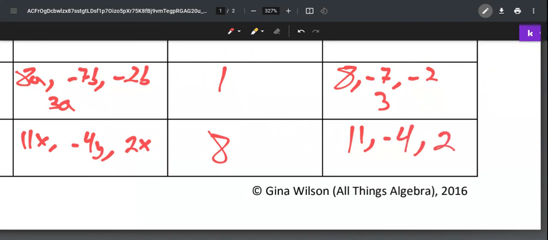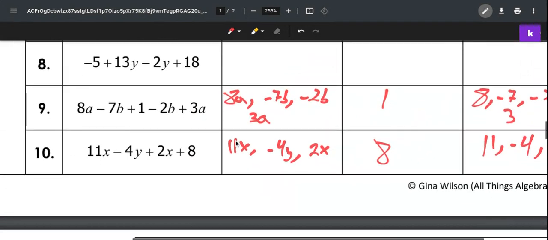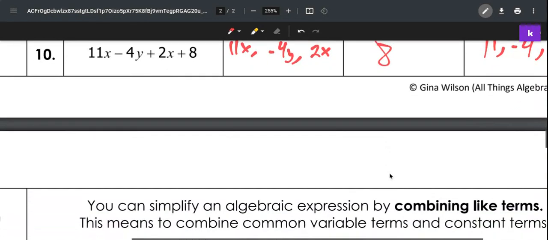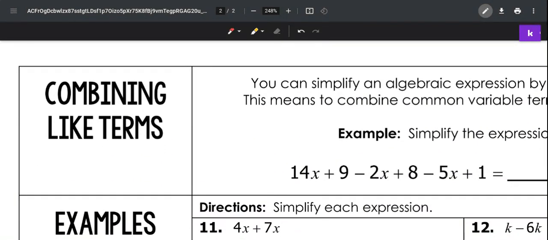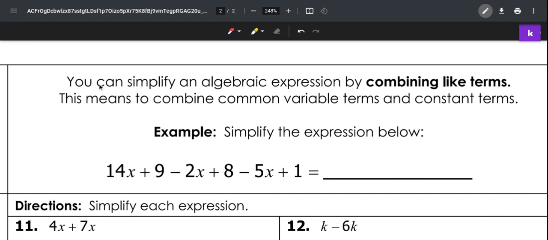All right. Now, that is all leading into the next portion. The reason it's so important to be able to tell the difference between these is for the next part, which is combining like terms. What we need to do is figure out what is a variable term, what is a constant, because we can't add variable terms and constants together. So we can simplify these expressions by combining like terms. We're going to combine common variable terms and constant terms.